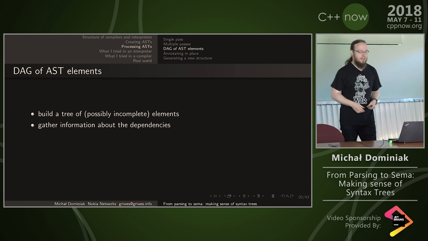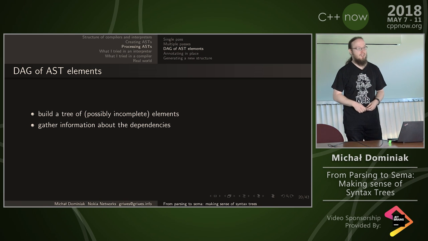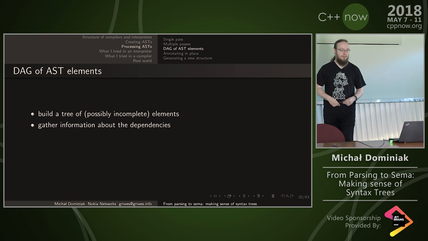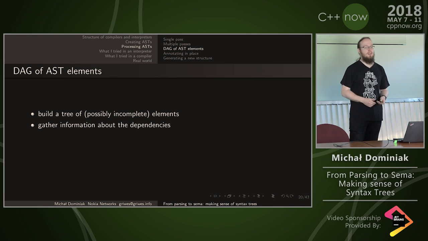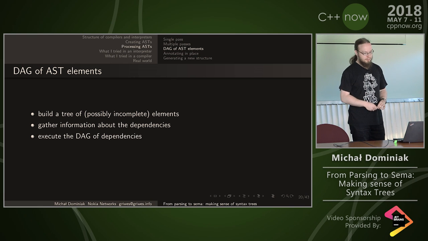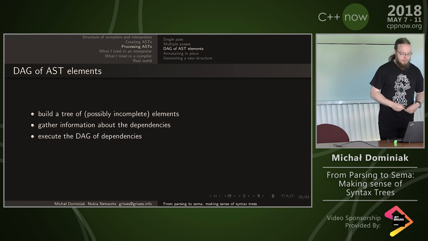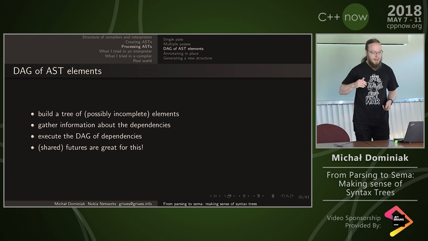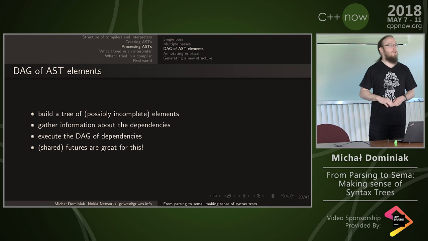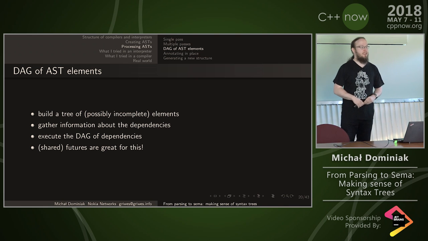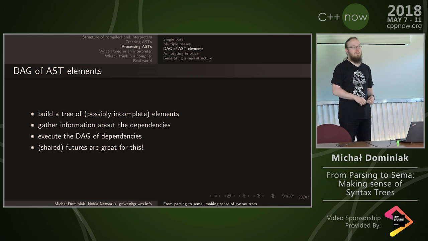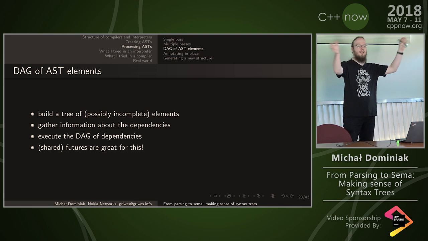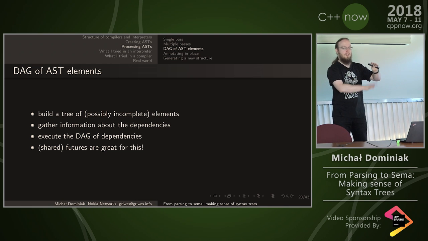What is a DAG? It's a directed acyclic graph. So it's a graph that has directed edges and doesn't contain cycles. And at the end you execute the DAG. Futures are awesome for this. Shared futures are the most awesome for this because it's very natural to say, when all of those are ready, then execute my stuff.